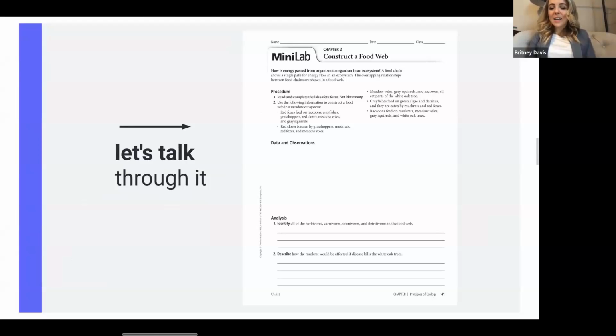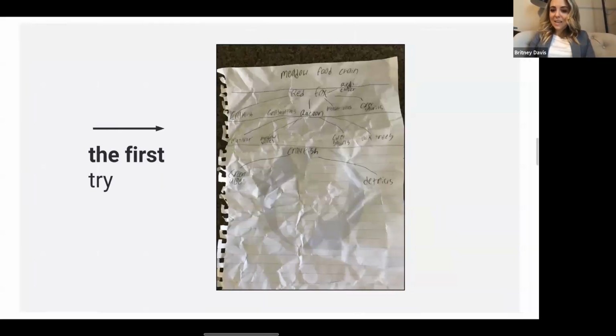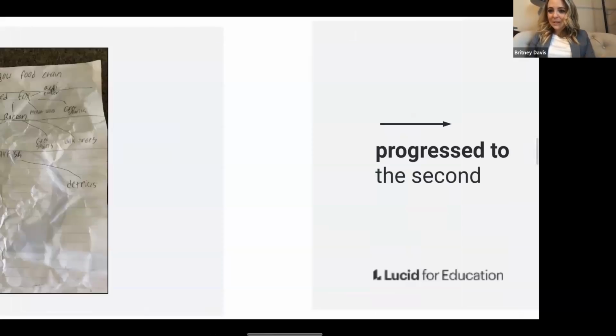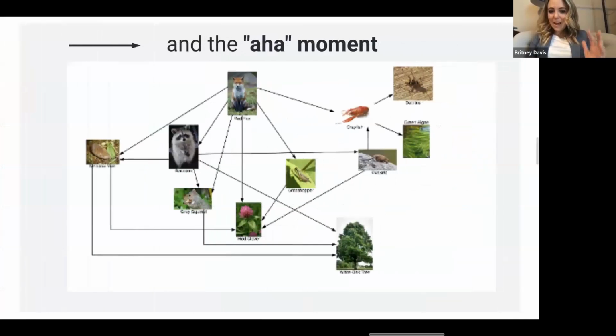We saw a 6th grade science teacher have students try to comprehend this information about a meadow ecosystem and use it to answer this question: describe how the muskrat would be affected if disease kills the white oak trees. So here was the first attempt. It's crumpled up. Next attempt, there's color. Then the student was taught how to insert an image and how to draw a line and use a chart, just those 2 things.